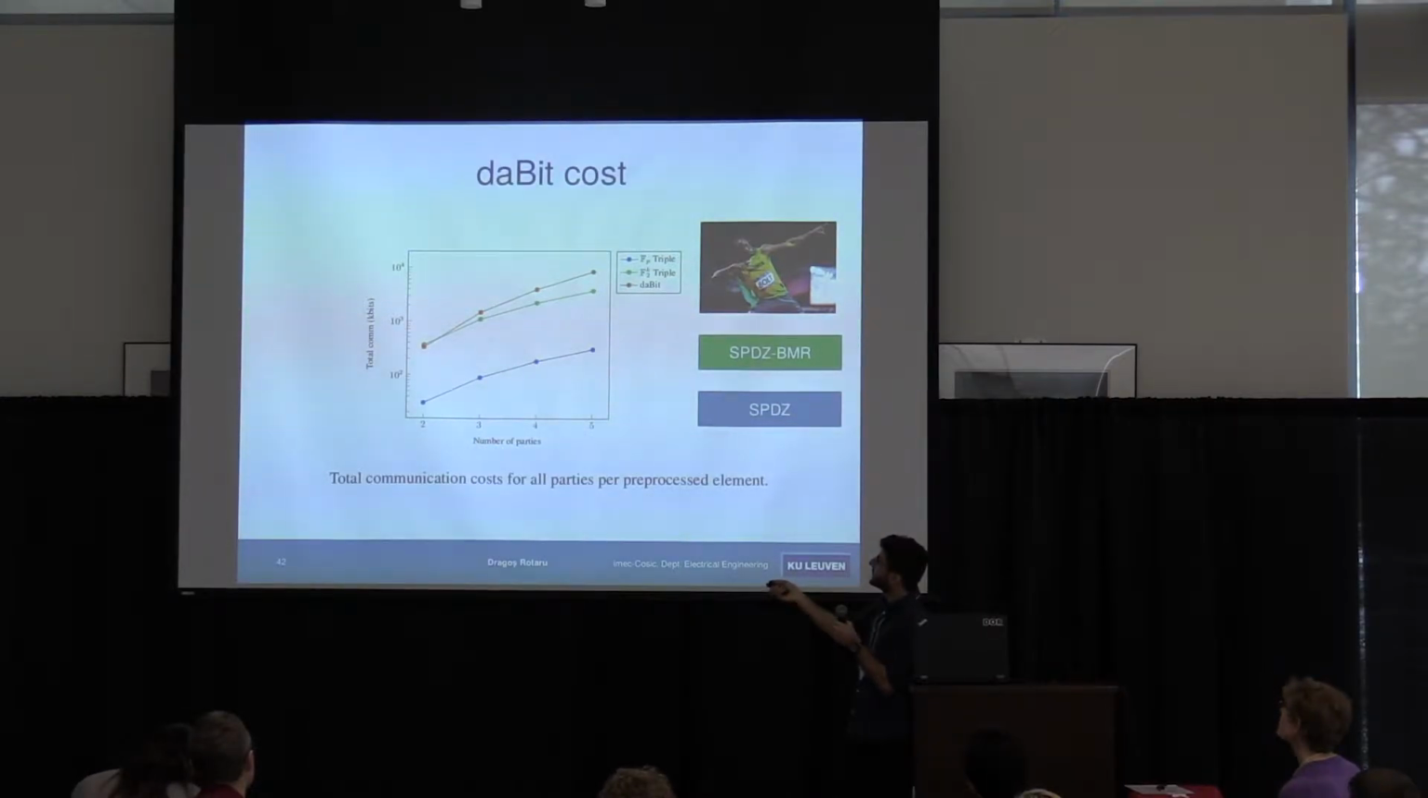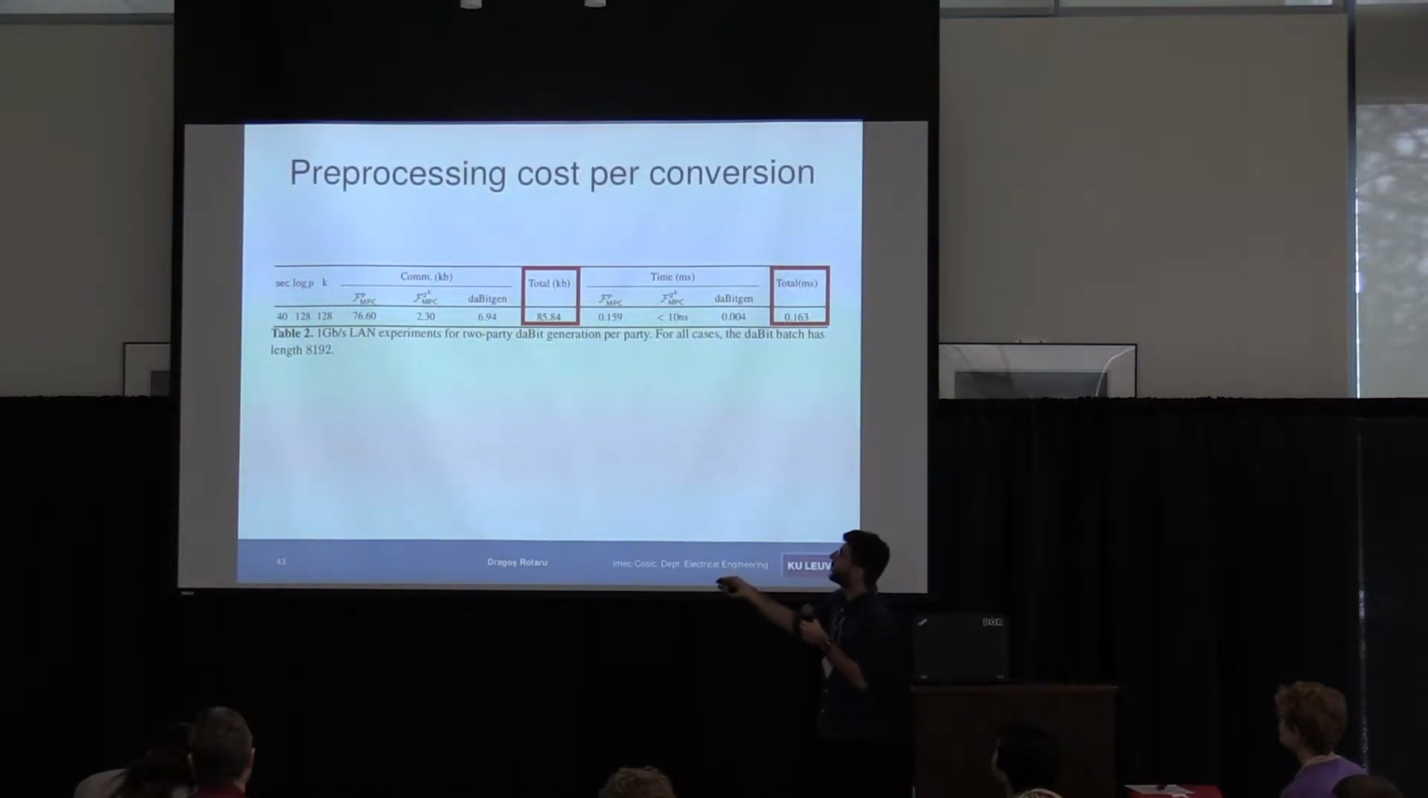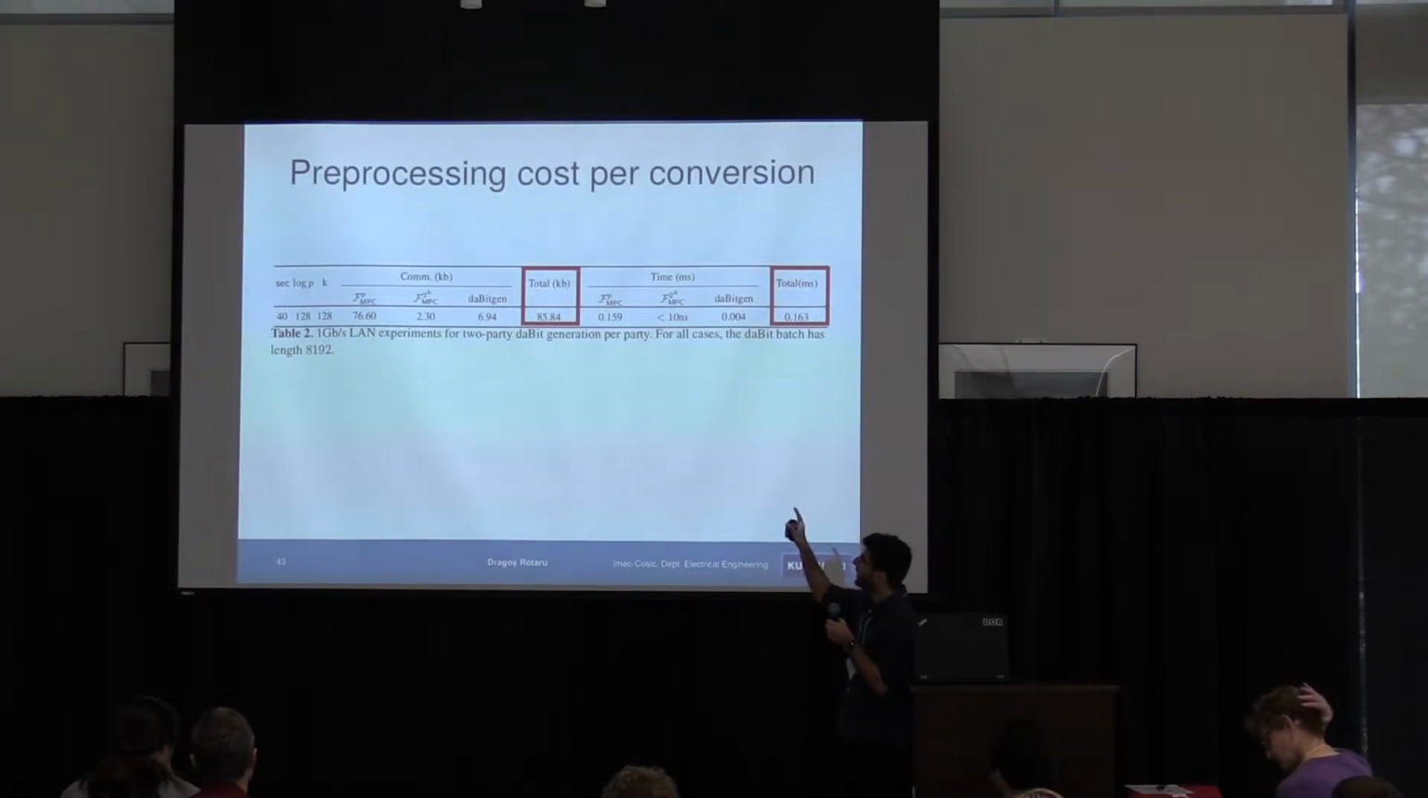Okay, so this is the communication cost for generating one daBit. Now to have that random mask, we actually need more than one daBit. Depending on the field size, we usually use 128 daBits for that. So per conversion, what does that mean? To generate 128 daBits, the total amount of communication is around 85 kilobits.